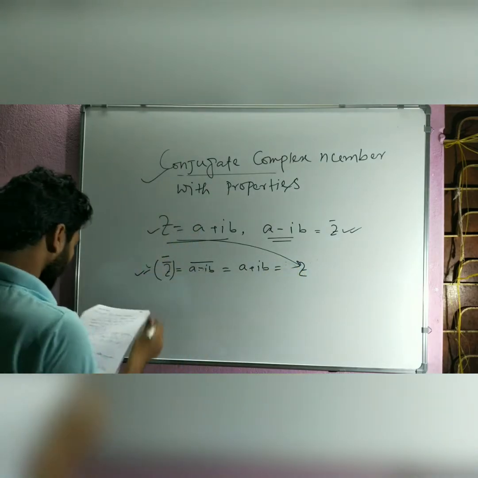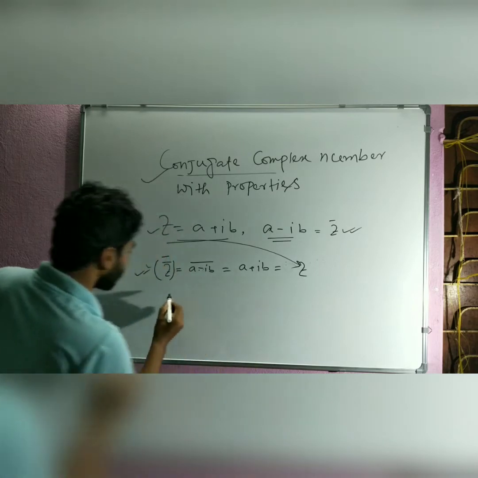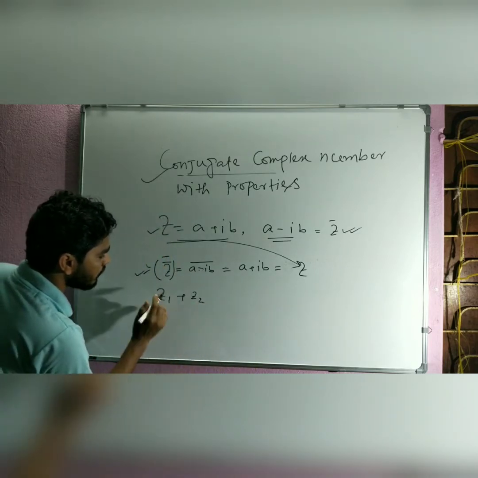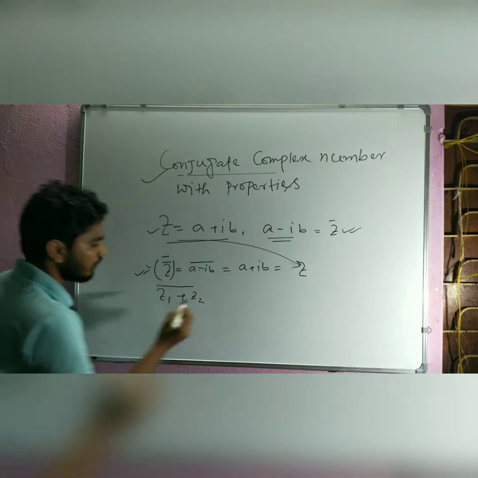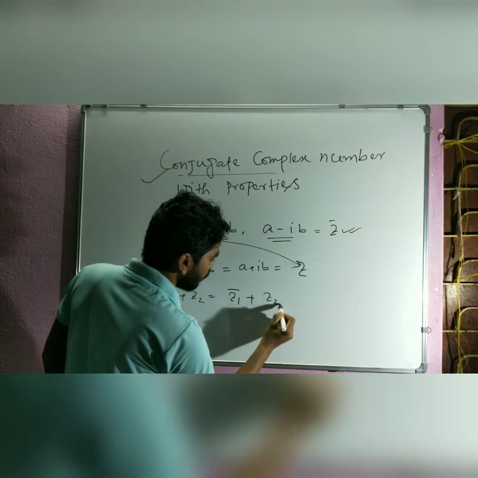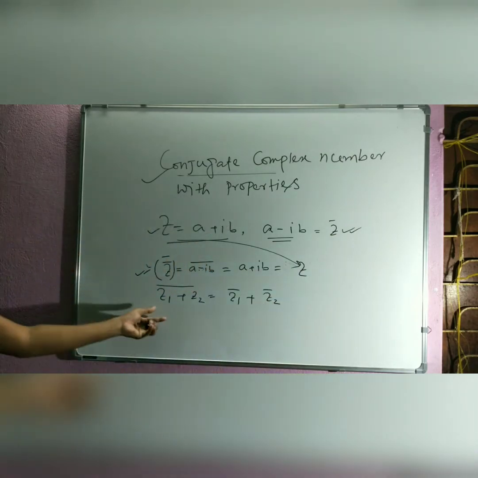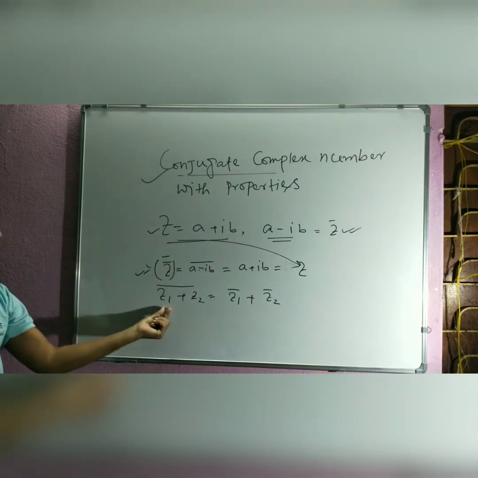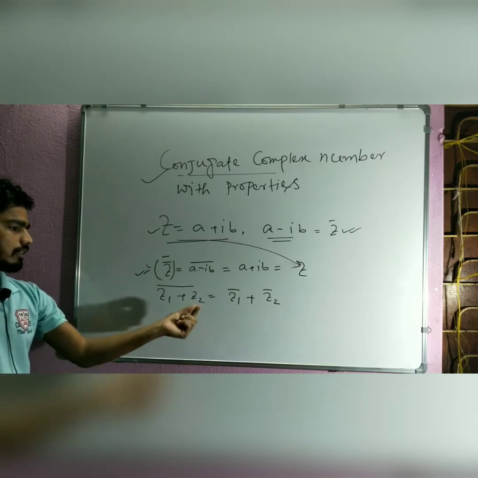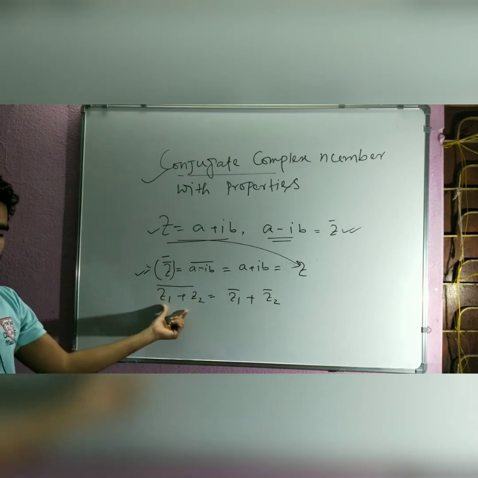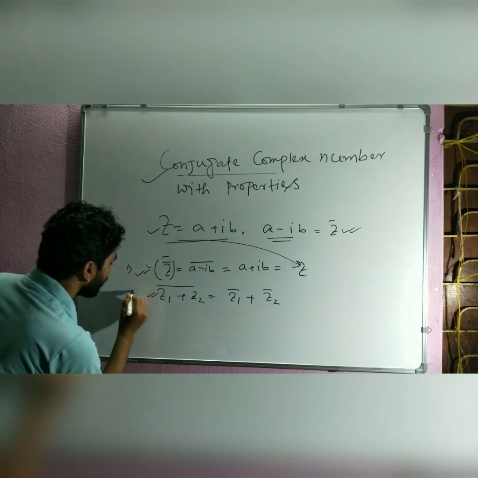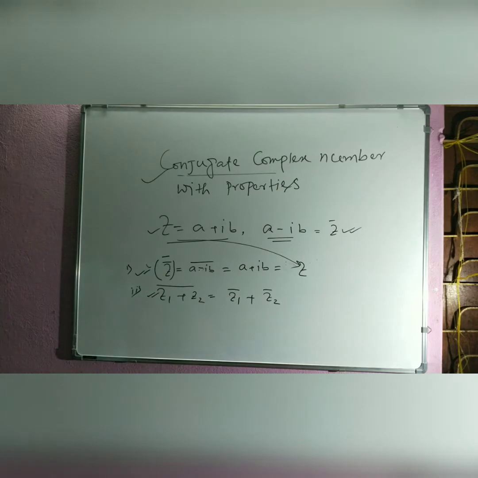Second property, very easy: z1 plus z2, the sum of two complex numbers, and its conjugate equal z1 conjugate plus z2 conjugate. Very easy proof. Let z1 be the complex number a plus ib and z2 be the complex number c plus id. Add and take the conjugate. This is the second property.